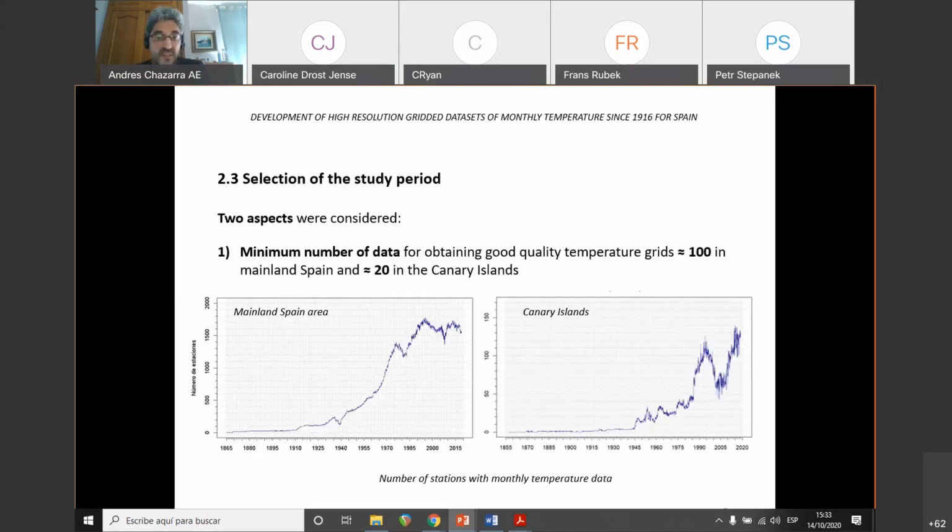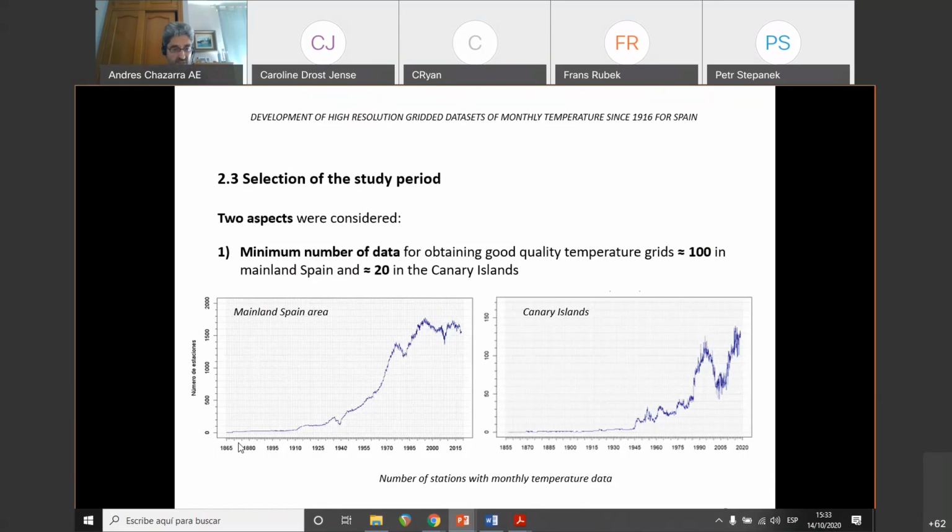For the selection of the study period, when we try to go back in time as far as possible, we consider 2 aspects. First, the minimum number of data for obtaining good quality temperature grids. We estimate that we need about 100 stations in mainland Spain and about 20 stations in the Canary Islands. So here we can see on the left the graph of the number of stations with monthly temperature data from the mainland Spain area.